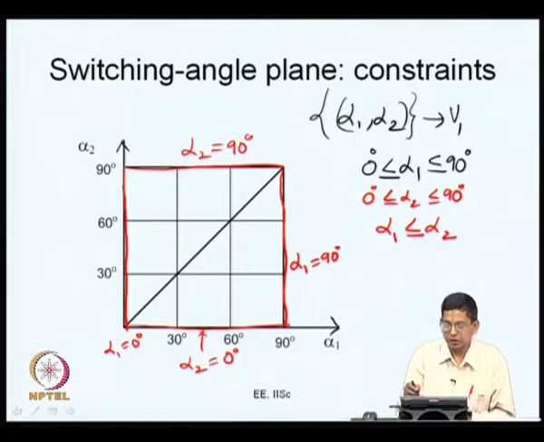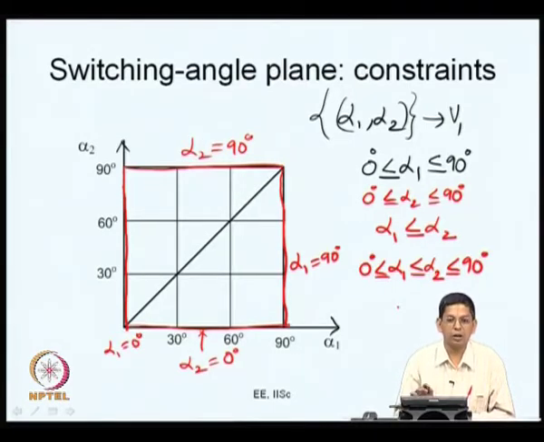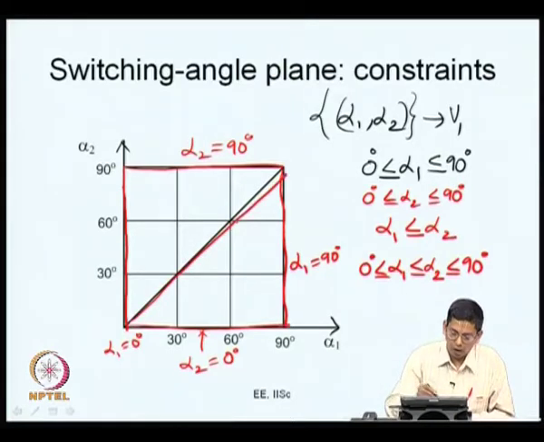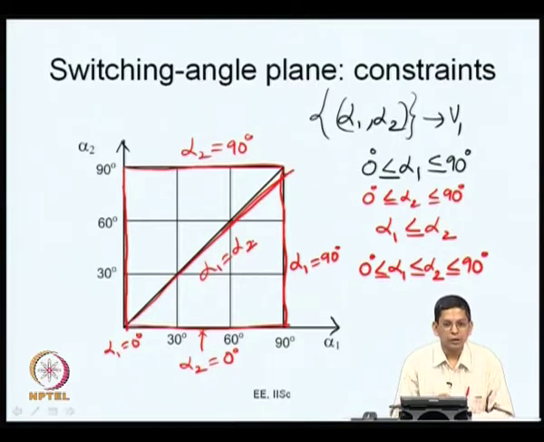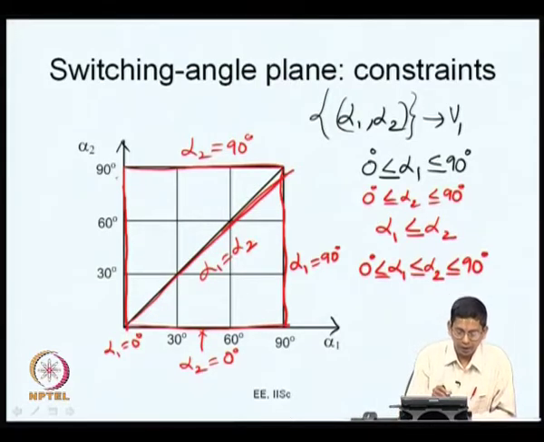If I put all the constraints together, it is actually 0 less than or equal to alpha 1 less than or equal to alpha 2 less than or equal to 90 degree. This is the constraint on the switching angles. So, this is the line alpha 1 is equal to alpha 2. So, you cannot operate at any value of alpha 1 that is greater than alpha 2. So, if you look at it, you cannot operate in this side.